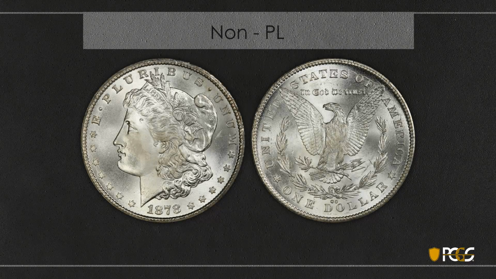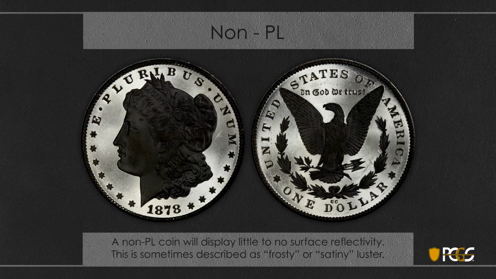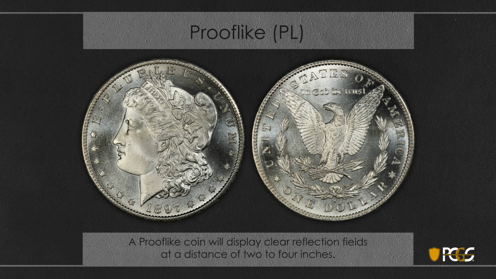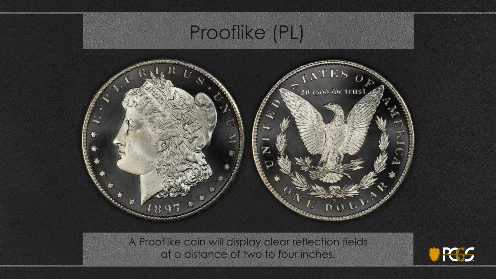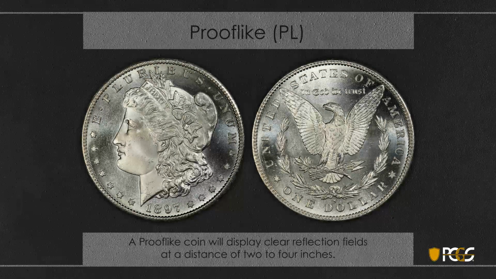We'll start with a non-PL coin, and as you can see, it displays little to no surface reflectivity. We describe this as frosty or satiny luster, with absolutely no reflection in the fields. Our second example is what we would call proof-like, and a proof-like coin will display clear reflection in the fields at a distance of between 2 to 4 inches. So if you take a look at this coin, you'll see that the device is somewhat frosted and the fields are displaying a little bit of reflectivity.